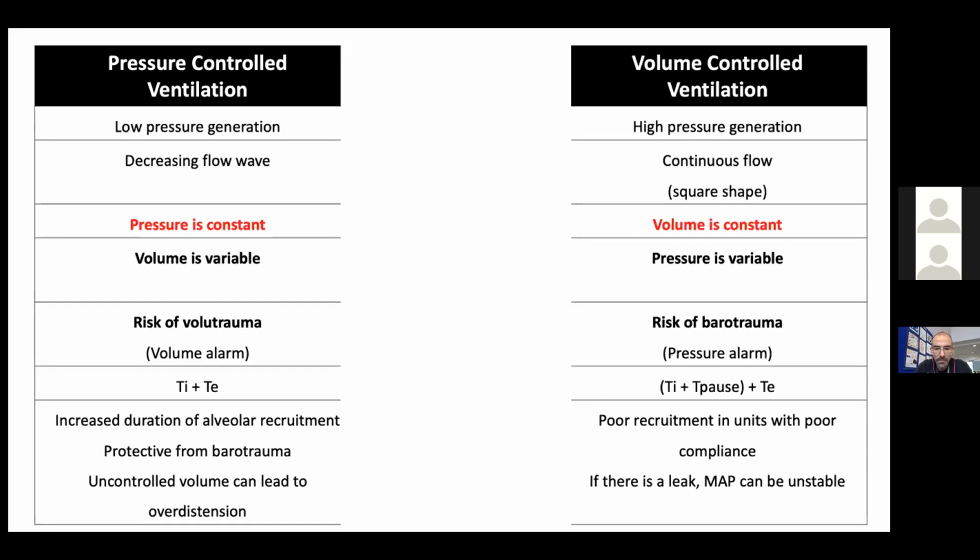Then on the other side, we have volume control ventilation. You will see on the ventilator screen a continuous flow. It's a square shape on the flow-time curve. In this particular mode, the volume is constant, so the ventilator is going to send 200 mL of air inside the lungs, or 100 mL, whatever you have prescribed. Depending on the compliance of the system, the pressure will be variable.